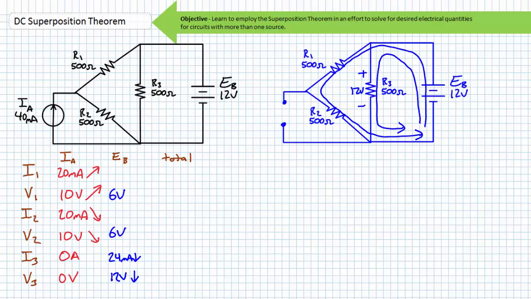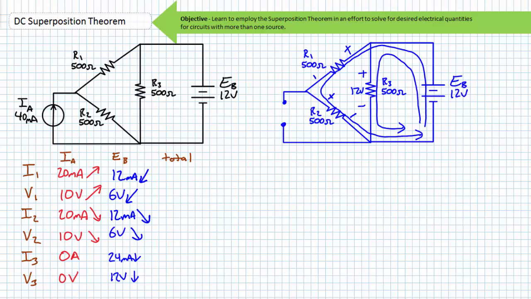Given R1 and R2 represent a series path in parallel with EB, the voltage divider rule can be used to find that R1 experiences a 6-volt drop, as does R2, with the indicated polarities. Note that the voltage drop across R1 from the perspective of the EB source is in opposition to that of the IA source. Note that the voltage drop across R2 from the perspective of the EB source is aiding that experienced by the IA source. We'll return to these properties in a moment.